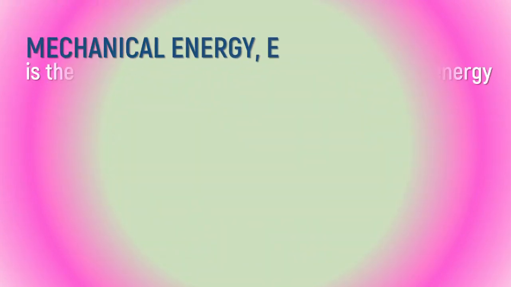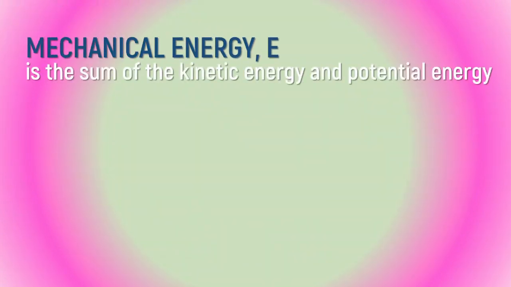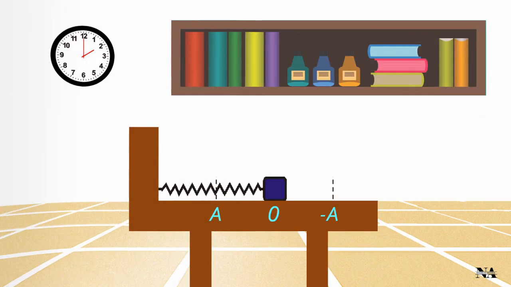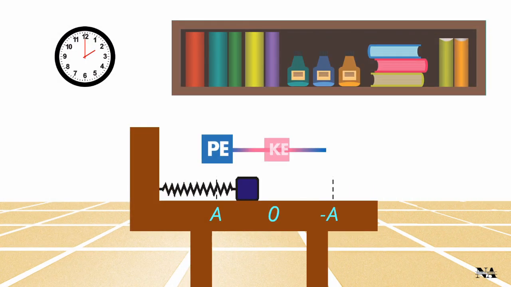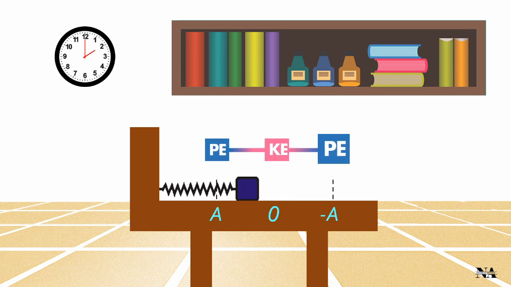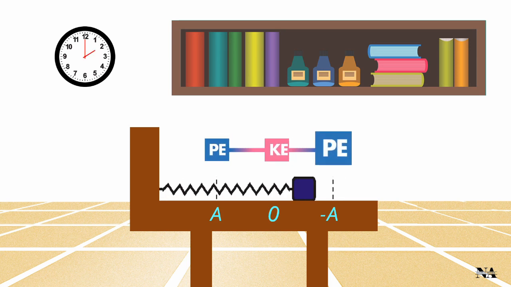At any point during the oscillation, the total mechanical energy E of a mass-spring system is the sum of the kinetic and potential energies. As long as there is no friction, the total mechanical energy E remains constant. As the object oscillates back and forth, energy continuously changes from potential to kinetic and back to potential energy.